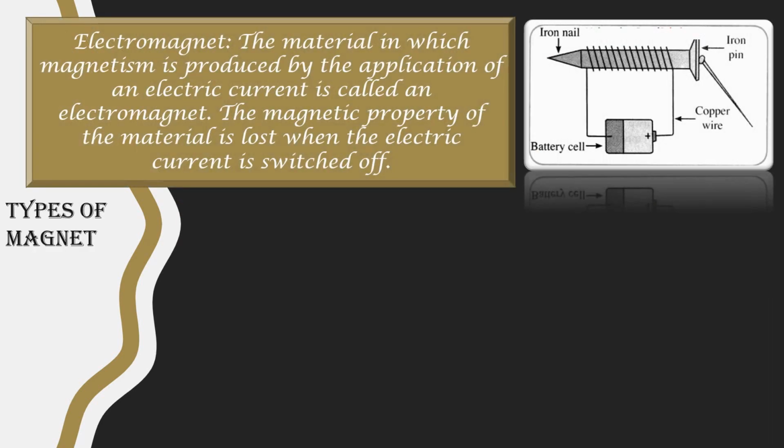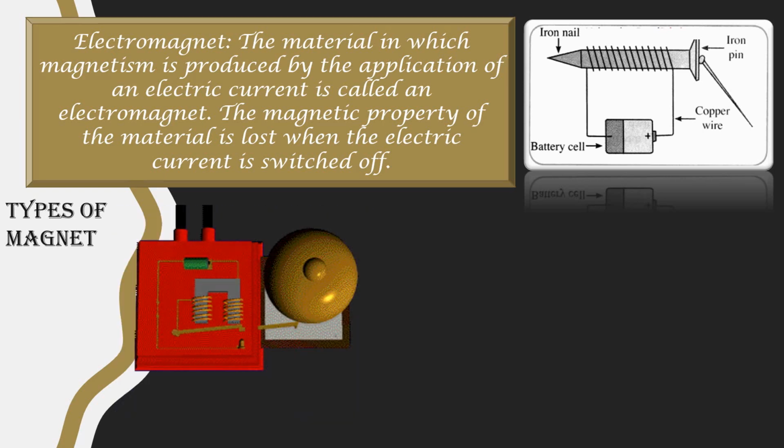Students, now let's learn about the types of magnets. The first magnet is the electromagnet. The material in which magnetism is produced by the application of an electric current is called an electromagnet. This type of magnetism is temporary. The magnetic property of the material is lost when the electric current is switched off. For example, doorbell and crane.